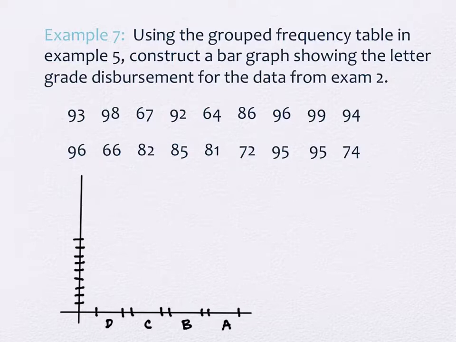And so how many D's did I have? Well, it was 3, right? So I'm going to do a height of 3. Let me mark them all at evens as well. 2, 4, 6, and 8. And there were 2 C's. And there were 4 B's. And then there were 9 A's.